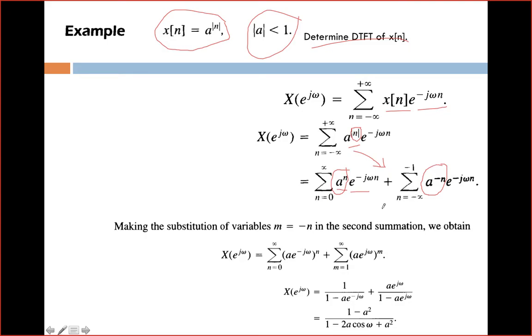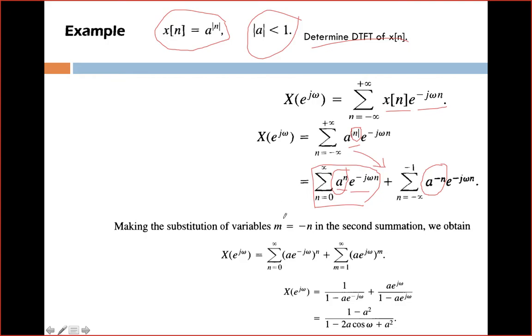Now we need to find the solution to these two summations. There is no problem with the first one. We can easily reduce it to 1 divided by 1 minus a into e power minus j omega. We can directly substitute the value for the first term of the discrete time Fourier transform. What about the second term? We have negative values.